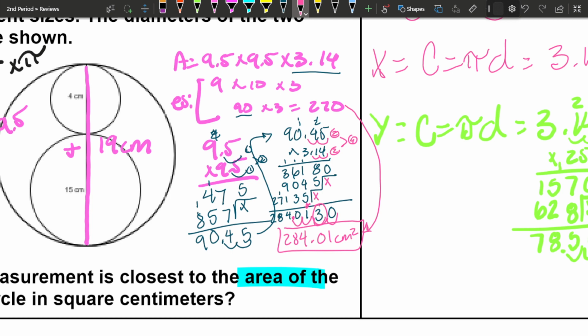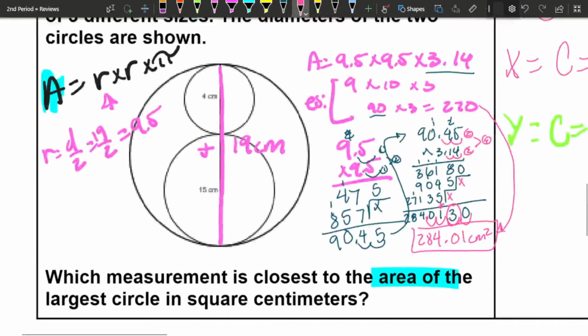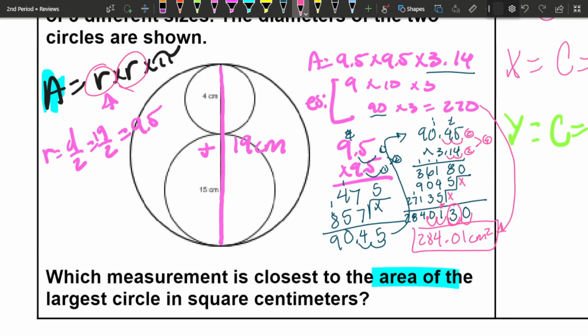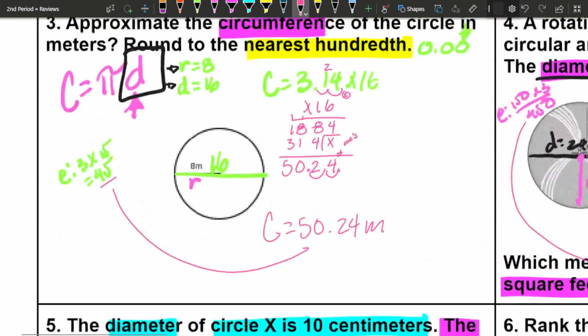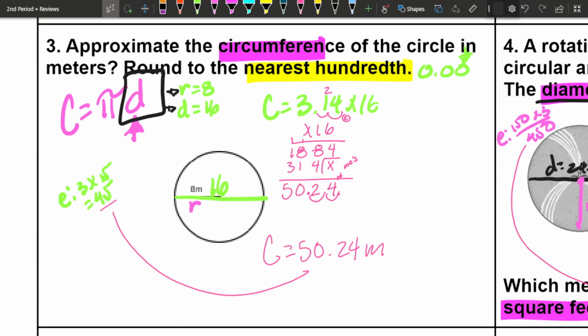Any questions? Again, remember, for area, you need radius times radius. If they give you diameter, find the radius. For circumference, you need diameter. If they give you the radius, double it.